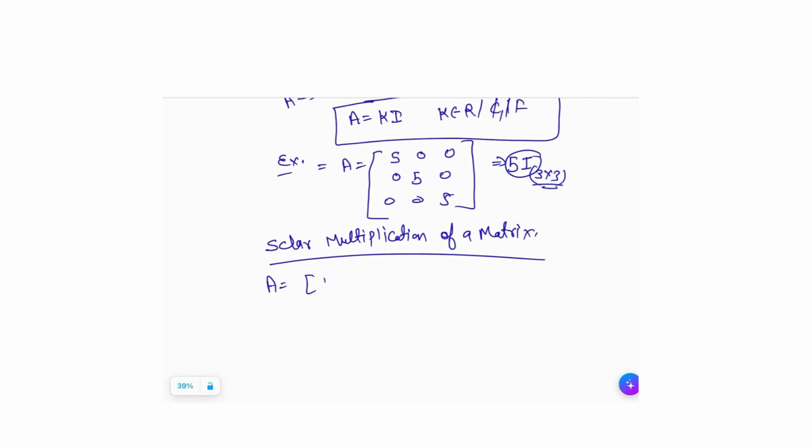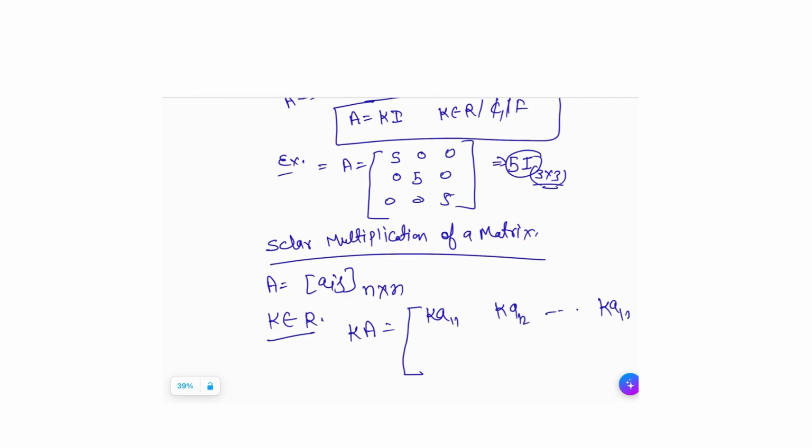Let we have matrix A equal to aij of m cross n, and k belongs to R. Then kA is of the form k a11, k a12, up to k a1n, k a21, up to k a2n, and so on, with m rows, up to k amn.